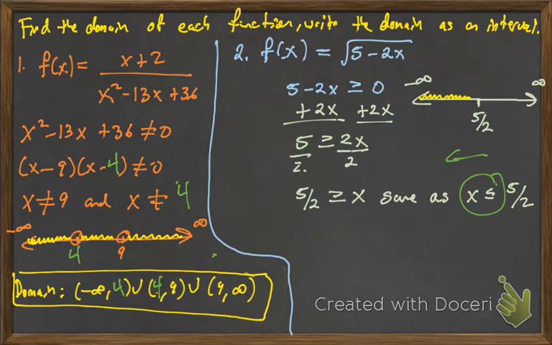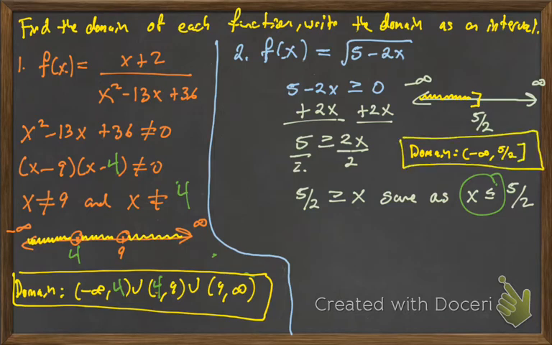Anyways, when x is less than or equal to 5 halves, that's going to be to the left. If the x is on the left-hand side, the inequality will point in that direction. So in terms of our domain, it's going to be minus infinity to 5 halves with a bracket, because we're allowed to be 5 halves. We can't be infinity because it's not a number. So bracket at 5 halves, parentheses at negative infinity.